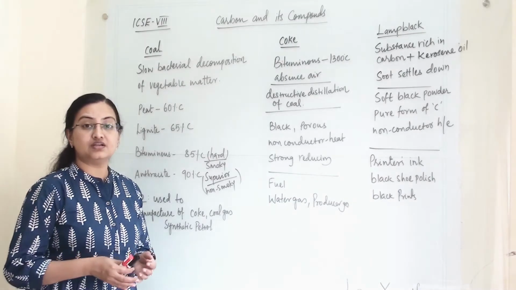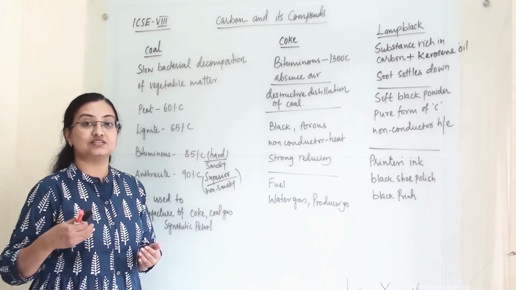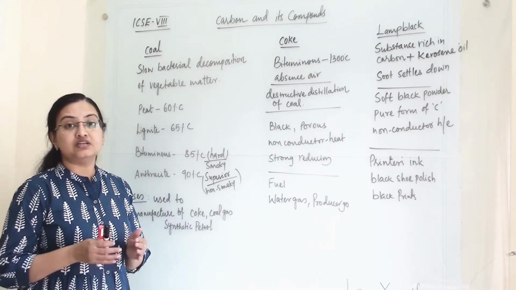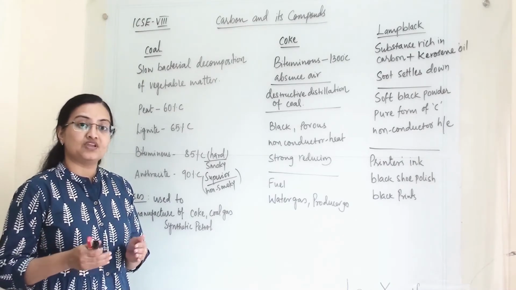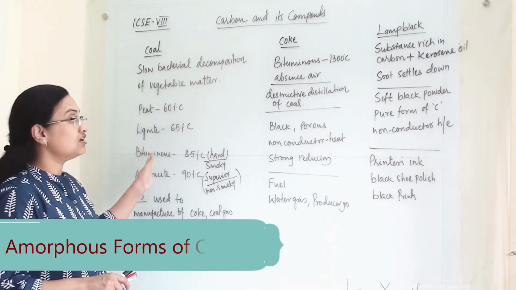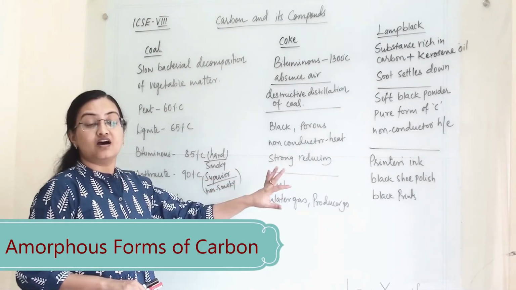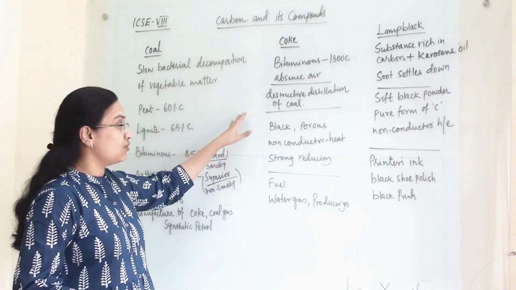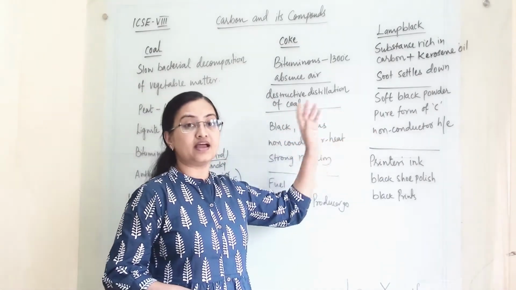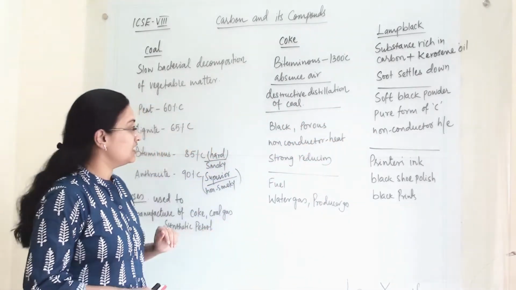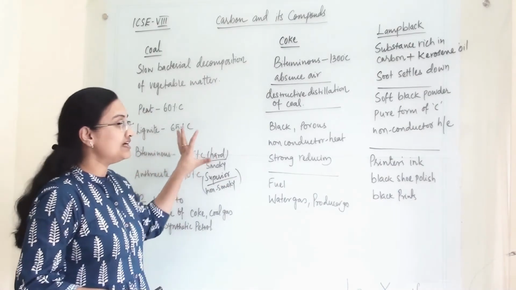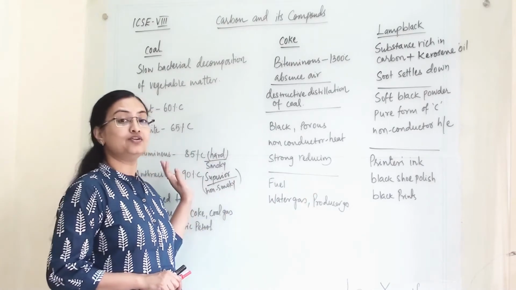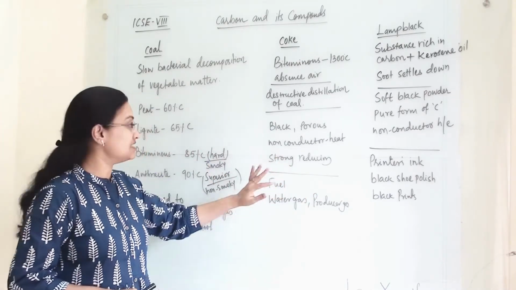Earlier we have studied what carbon is and its properties. We have seen the allotropic forms of carbon, which are crystalline. Now we are going to study other forms of carbon. These are the amorphous forms of carbon. In this, the first is coal, the second is coke, the third is lamp black, and the fourth one is wood charcoal. Here I have noted down some important points like this so you can compare them and remember them easily.